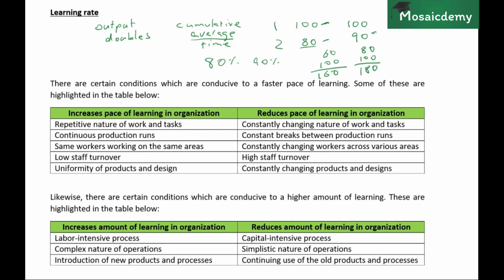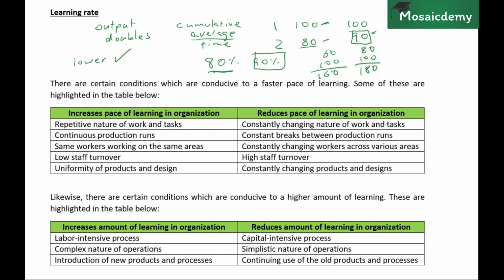Okay? Now, this is important because a lot of people mistake that the learning rate implies the rate of learning or how quickly we learn. That's not the case. As you can see, the lower learning rate of 80% means we're doing work faster. We're doing it in less time as compared to the higher learning rate of 90%, right? So what that means is a lower learning rate is better, okay?